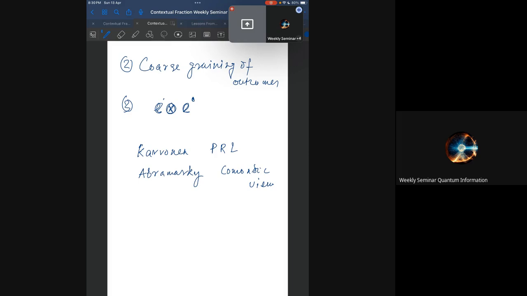Can you repeat? I'm saying that the proof is like a proof by contradiction, a logical proof kind of thing. But while analyzing this contextual fraction, we first need such a data table. And that data table can come from the conjunction of your state and measurements. All the probabilities should reflect the state and measurements. So if you can produce such a table with some state which has more non-classicality, then your contextual fraction will be more.